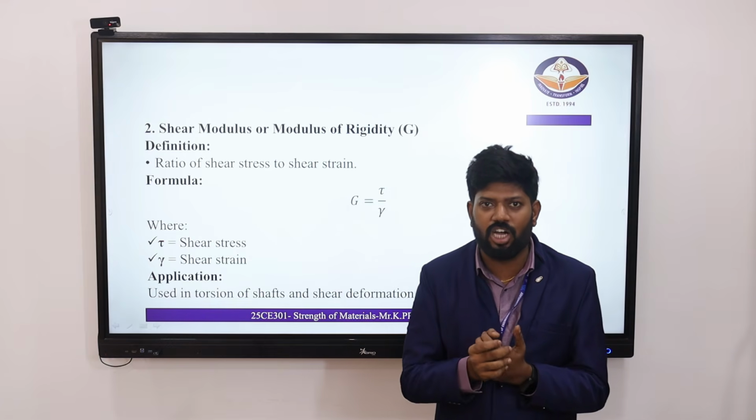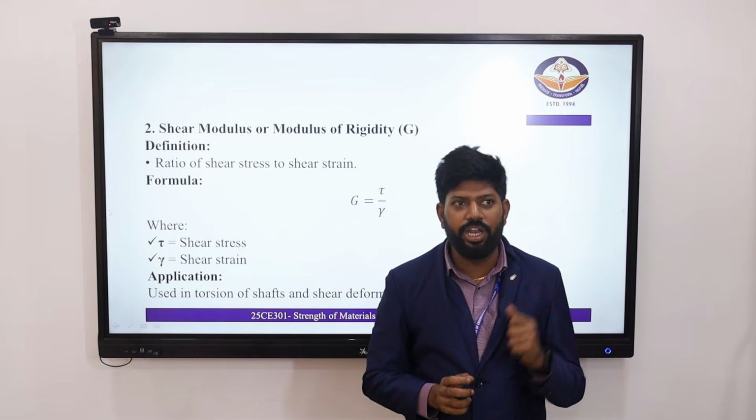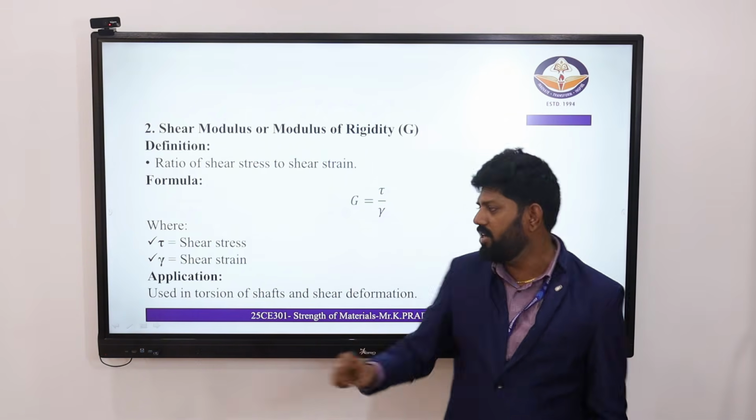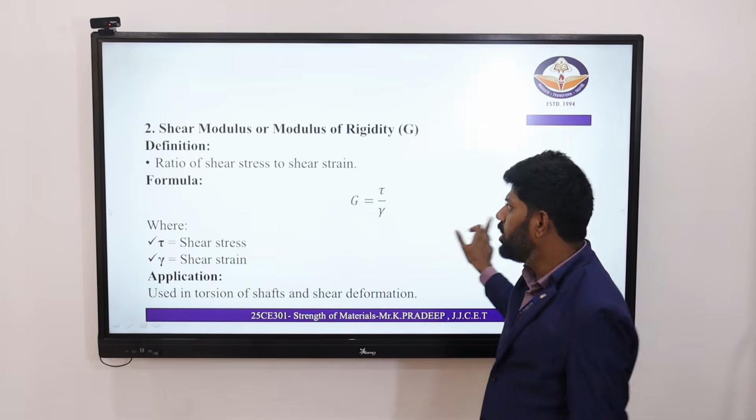What is an example of torsion of shafts? We have a door in our home. While opening the door, that round material will rotate. That is called torsion. That is an example of torsion.